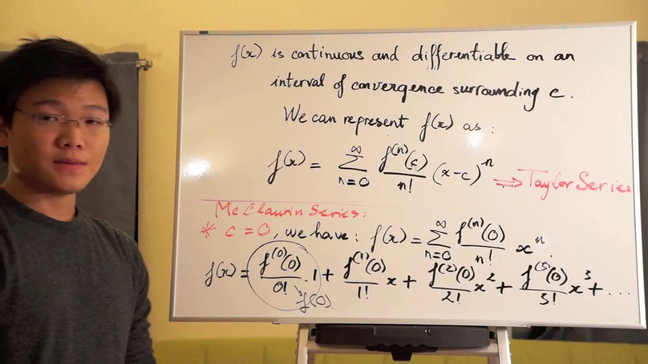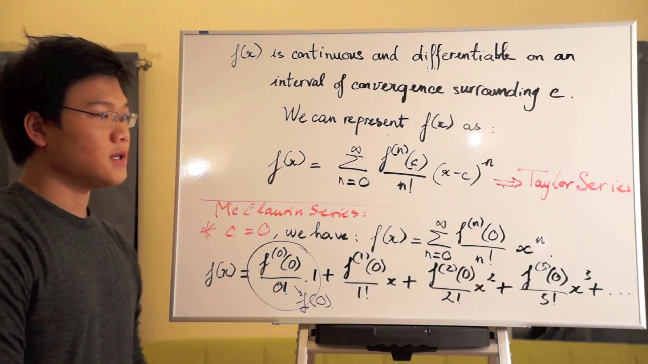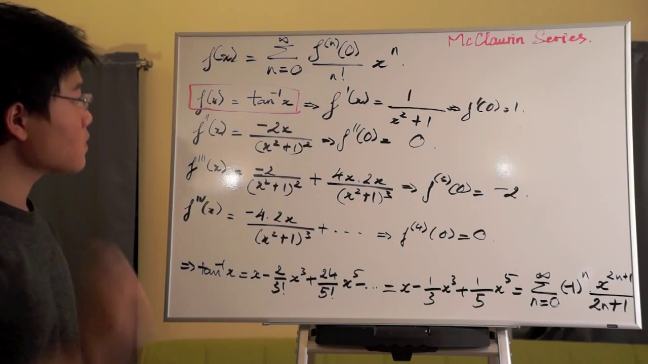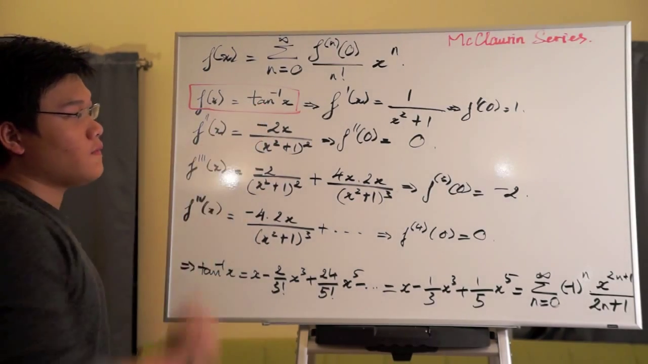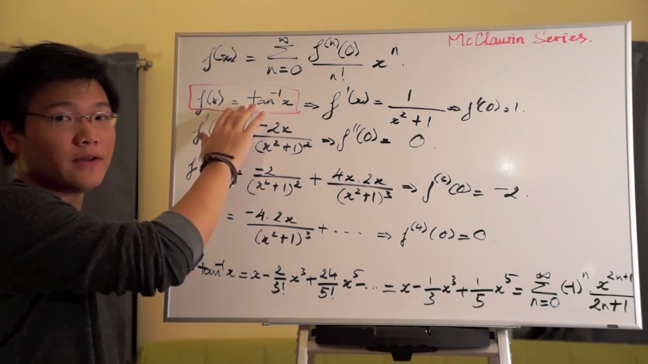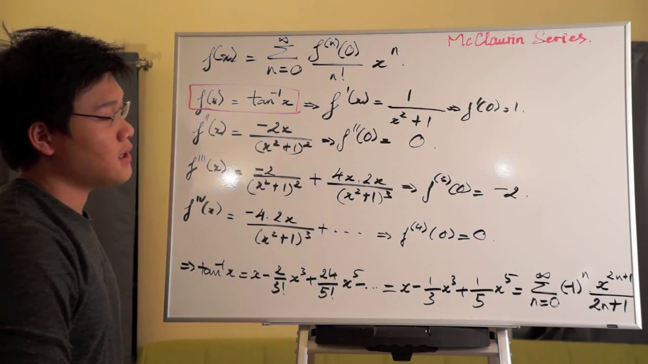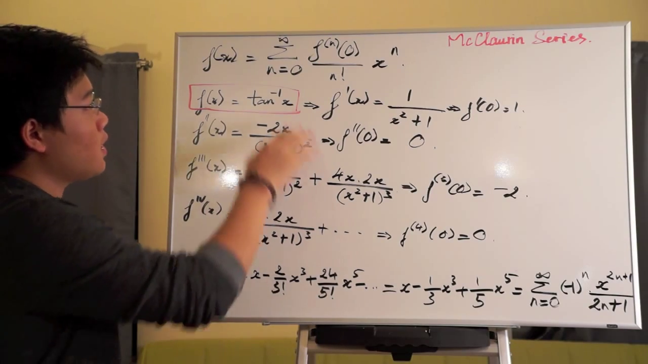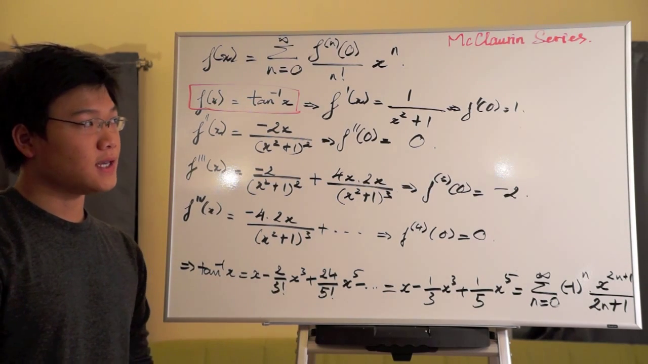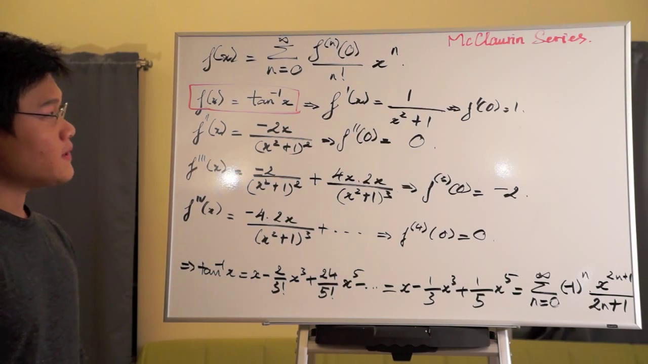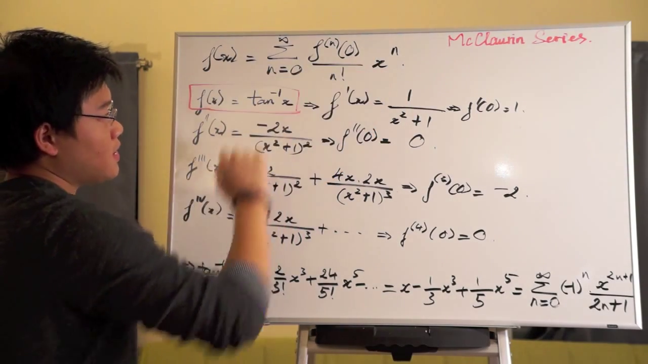Next I'm going to show you how to represent the function inverse tangent of x using the Maclaurin series. So we have the function f of x equal to inverse tangent x. We need to find the series representation of it using Maclaurin series notation. Maclaurin series is just a special case of Taylor series when c equals 0. So x minus c is x minus 0, so x to the n. You have this formalization.